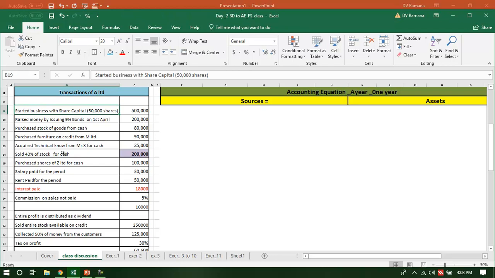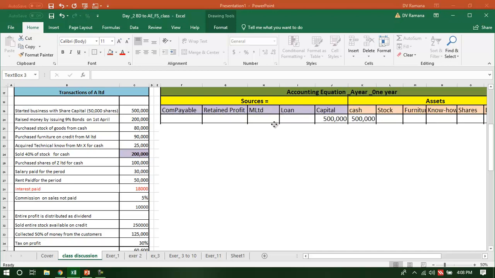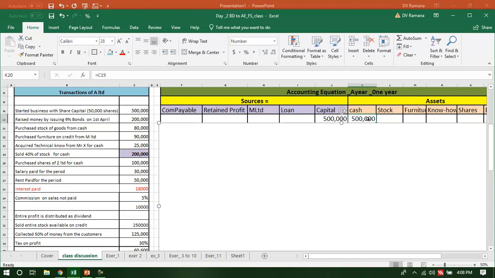Started business with a capital of 50,000 is the first transaction. So the accounting equation will be: the source is capital and the corresponding cash is the asset. After this transaction, the company has cash of 500,000 and capital of 500,000. So asset is equal to the corresponding source, and the source here is capital.